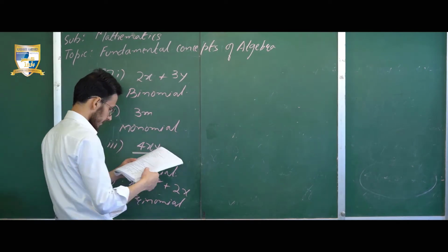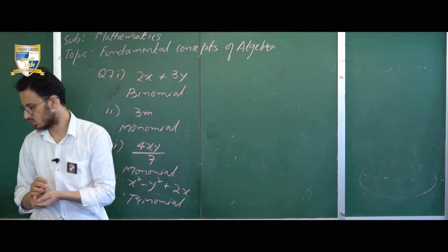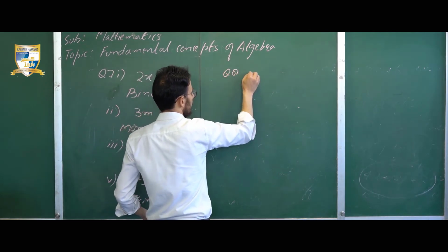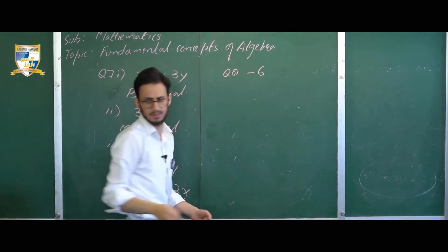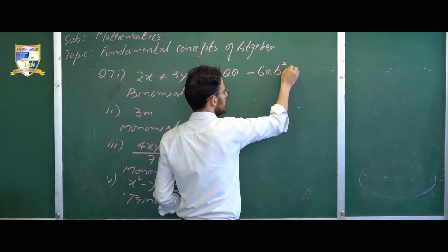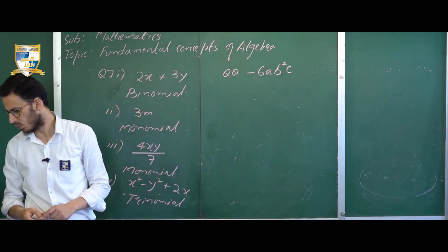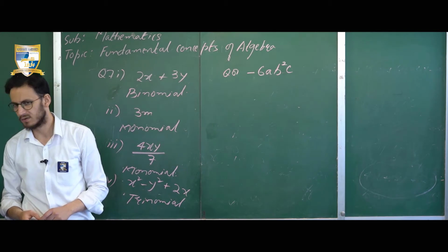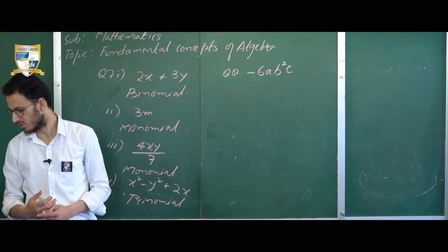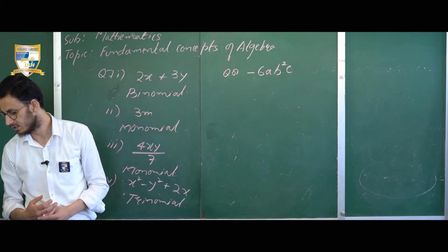In question number 8, it's saying that in the term minus 6ab square c, question number 8, minus 6ab square c. What we have to find out? We have to find out what are the coefficients of the following. This was the same as question number 6. We have to check out the coefficients of minus 6ab square c.